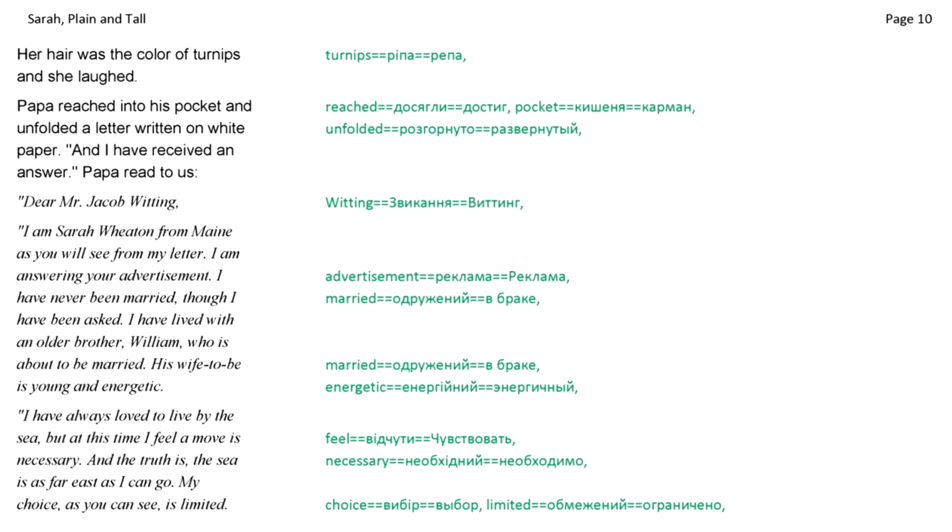Papa read to us. "Dear Mr. Jacob Whitting, I am Sara Wheaton from Maine, as you will see from my letter. I am answering your advertisement. I have never been married, though I have been asked. I have lived with an older brother, William, who is about to be married. His wife-to-be is young and energetic. I have always loved to live by the sea, but at this time I feel a move is necessary, and the truth is the sea is as far east as I can go. My choice, as you can see, is limited.